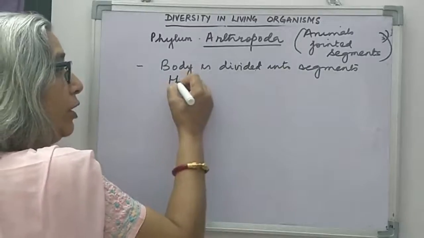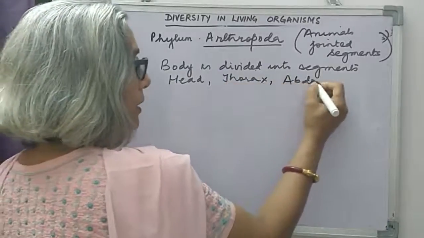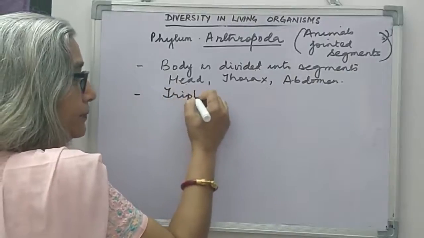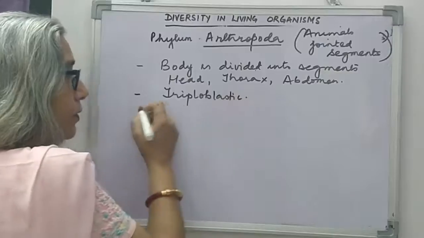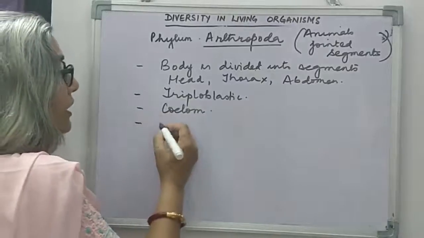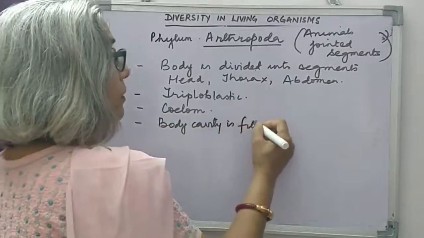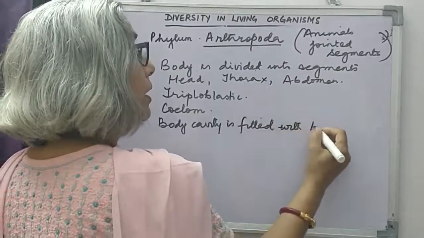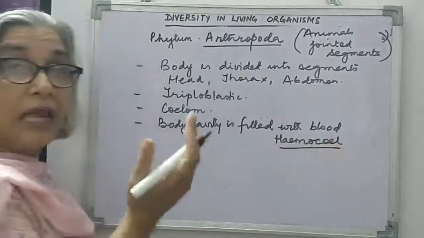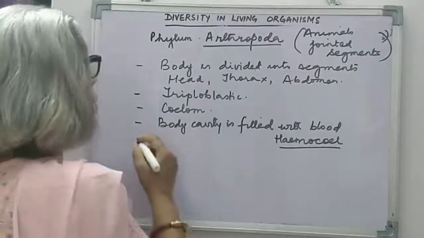Broadly, the body is divided into three regions: head, thorax, and abdomen. The arthropods are triploblastic. They have a true body cavity called coelom, and this body cavity is filled with blood, so it is called hemocoel. The organs lie in this fluid in the hemocoel, embedded with fluid all around.